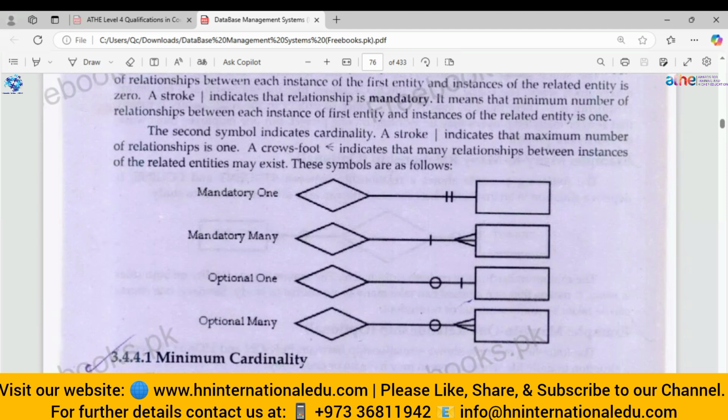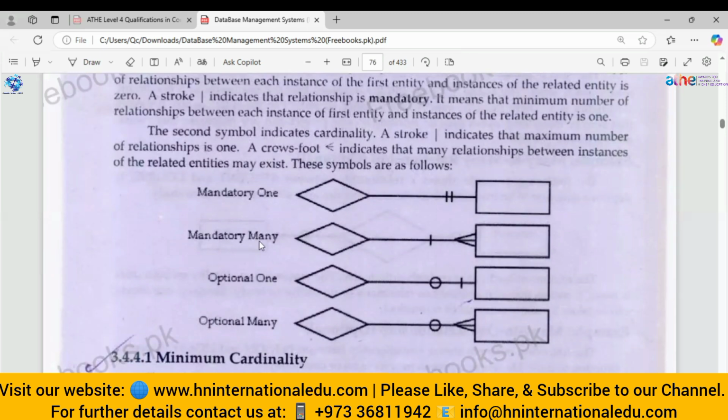Now, what are cardinalities? Cardinalities are the degree of relationships. It means how many relations are allowed for one entity. The first one is the mandatory one. If there is only one relation with the other entity, then we use mandatory one. To represent mandatory one, we use this symbol.